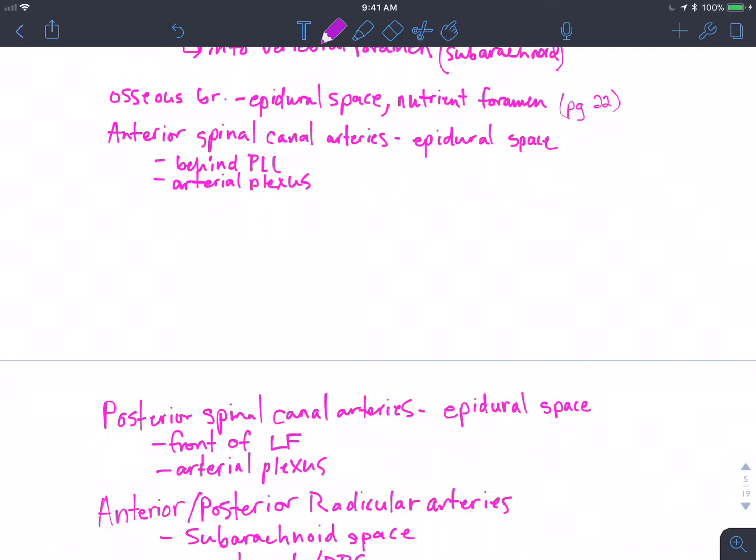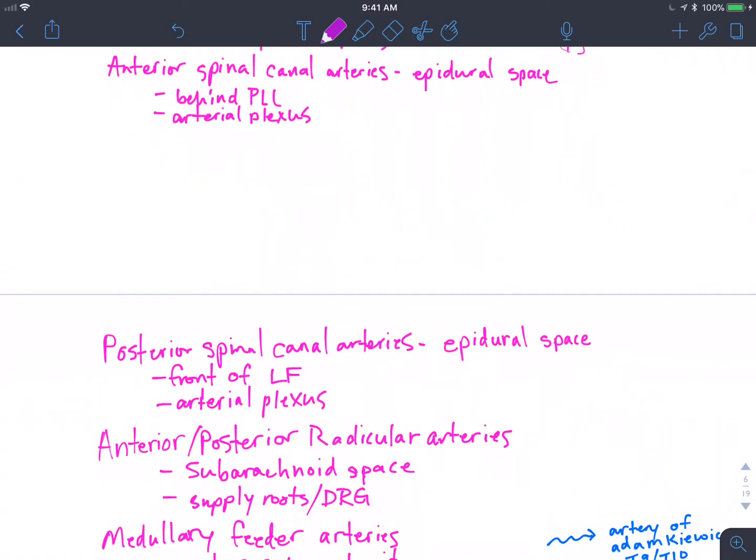So recognize the anterior spinal canal arteries are in the anterior part of the canal, but near the back of the body, right? The back of the vertebral body, which is where the posterior longitudinal ligament lives, okay? That's why I have "behind PLL" there, okay? Keep that in mind too with the posterior spinal canal arteries, okay, because they're going to be near the ligamentum flavum, right? In the back of the canal, okay? So just keep your head on straight, spatial awareness, right?